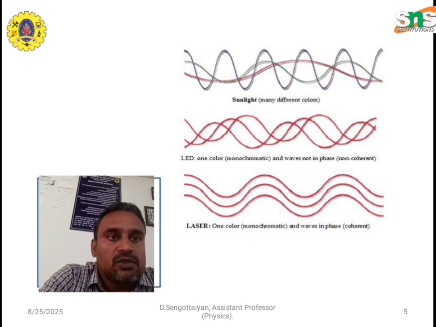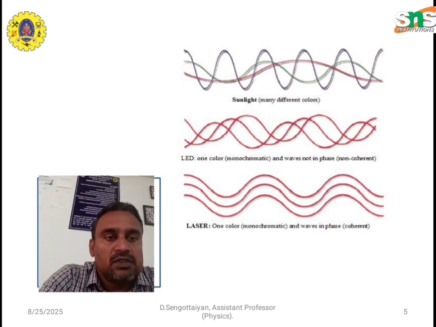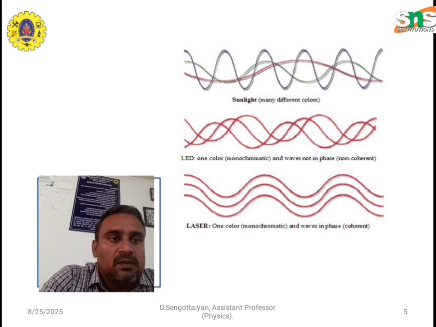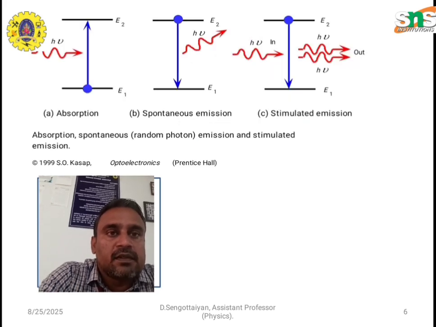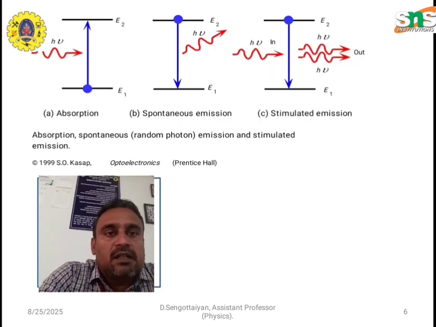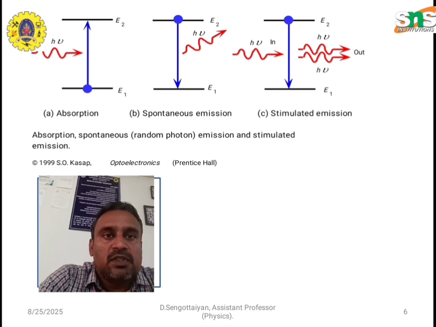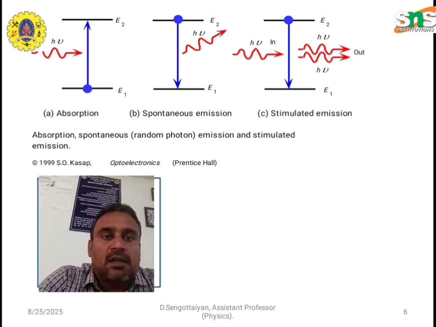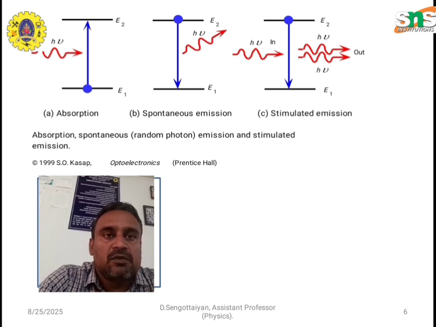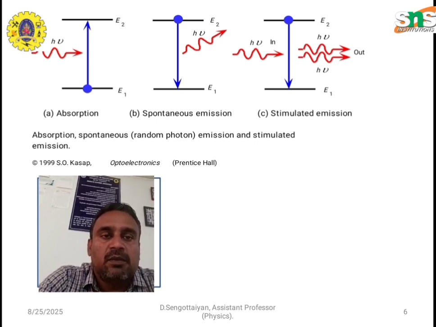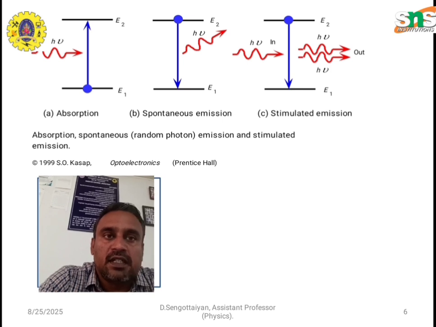The second diagram shows different wavelengths. Then the third one shows equal wavelength. That means laser light. The next diagram is the very simple absorption and emission of laser light and also ordinary light. In the first diagram, the incident energy h nu is absorbed by the ground state atom. That means the E1 state atom moves from E1 to E2 state. E1 means ground state, and E2 means excited state.